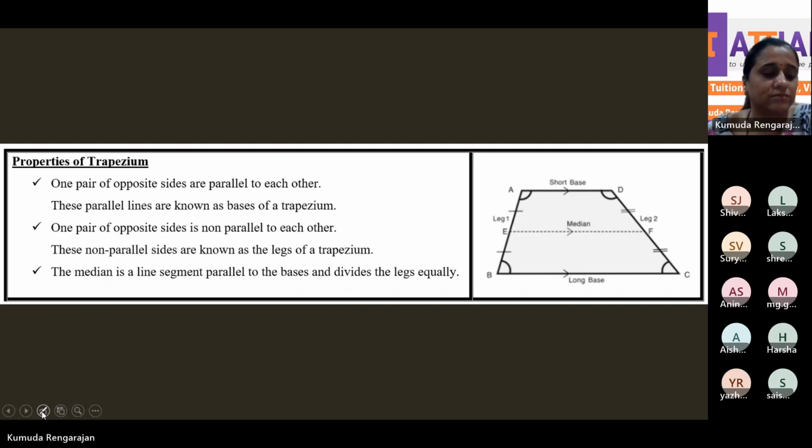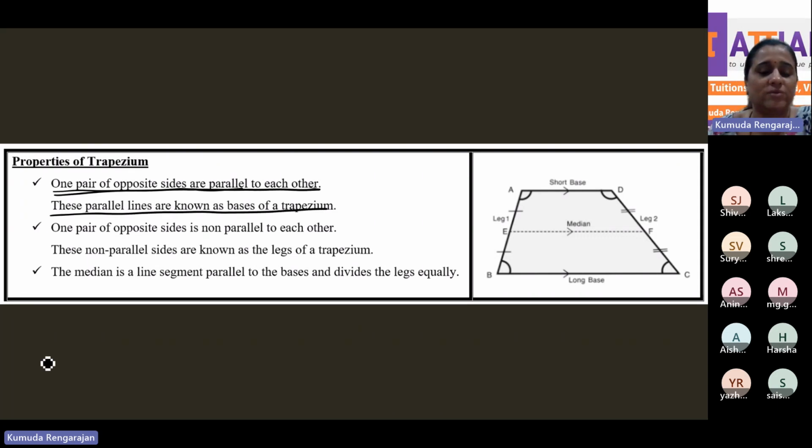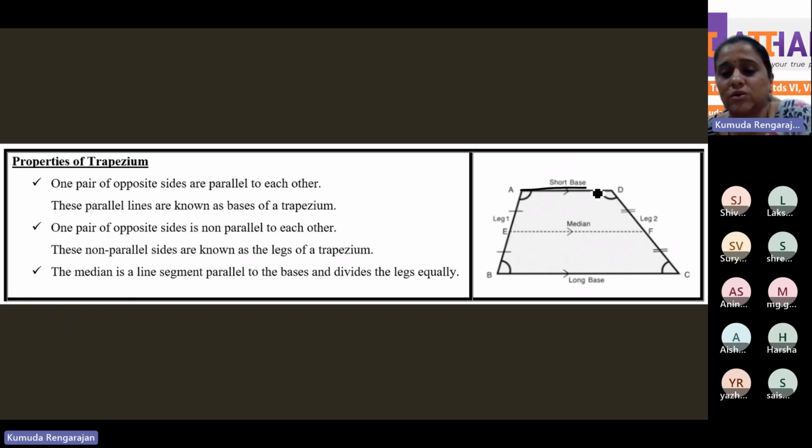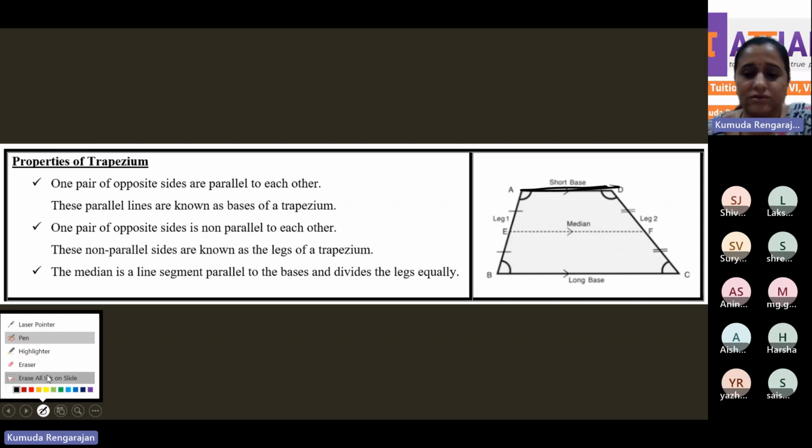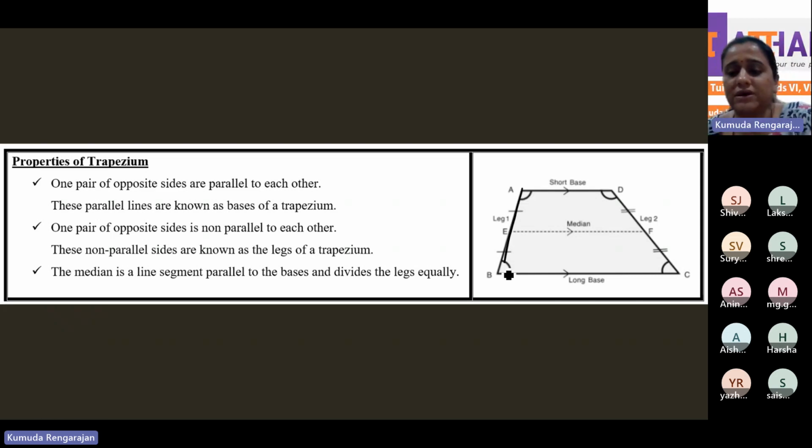Trapezium. So we know one pair of opposite sides are parallel. That's why it's called a trapezium. A trapezium is a quadrilateral in which one pair of opposite sides are parallel. The parallel sides are known as the bases of the trapezium. Let me tell you the sides first. So ABCD is a trapezium.